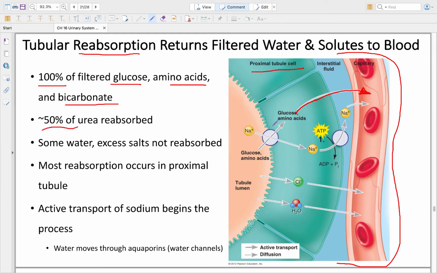About 50% of urea is absorbed back into the body, and then sometimes water and excess salts. So here you can see sodium getting pumped back over to the blood. You can see chloride, sodium chloride, which is salt, and then you can see water getting pumped back over. So those are the things that are going to come back. And that is the primary location of reabsorption. So this is where the body takes back what it needs. And ultimately, just so we're clear, water can only move through those channels because there are aquaporins present.